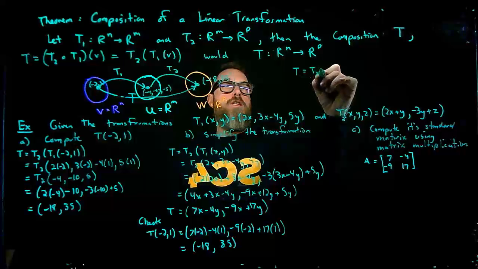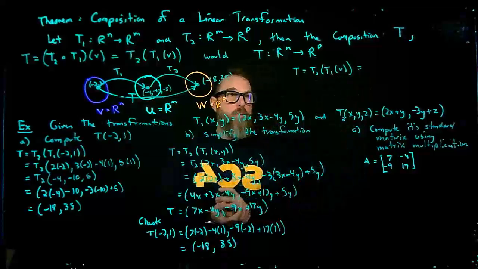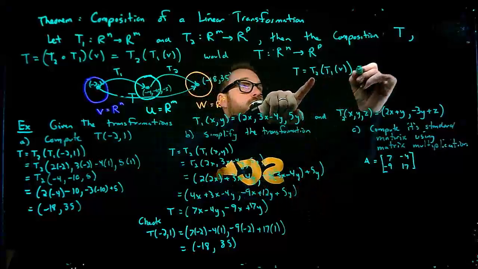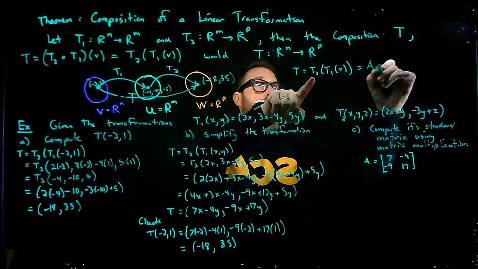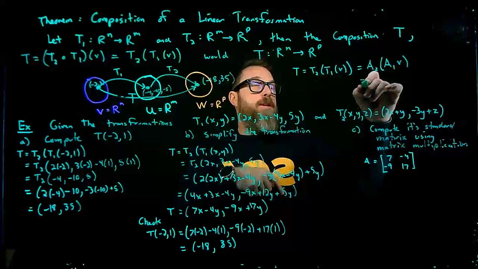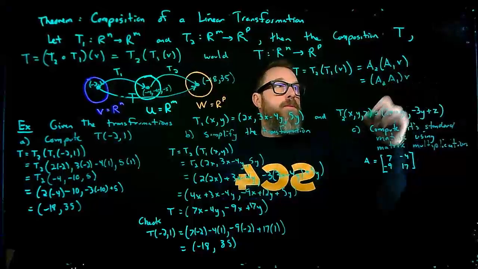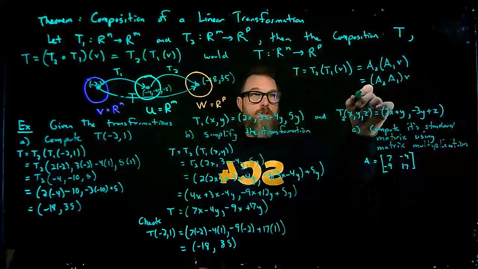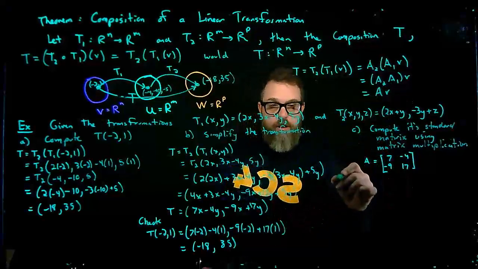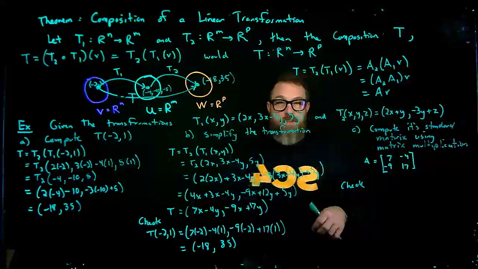Here's the idea. If T is equal to T2 of T1 of V, well, all transformations can be written as matrix multiplication. So there should be a standard matrix for T1 and a standard matrix for T2. The standard matrix for T2 should be A2, and the standard matrix for T1 is going to be some A1, times V. Since matrix multiplication is associative, I can group these two first. So I can build this matrix A, which is going to be some matrix A times V, where A is just the product A2 times A1. Let's check that. Instead of going through all this work, I could have built it through matrix multiplication because it's a little bit quicker.